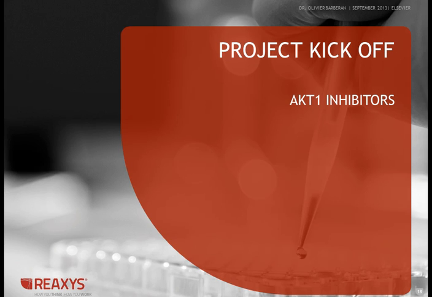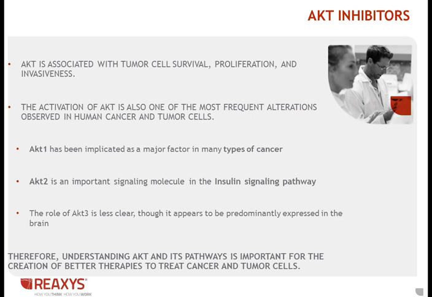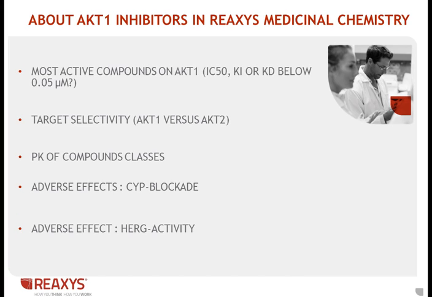The demo will focus on AKT1 inhibitors. There are three members in this kinase enzyme family, AKT1, 2, and 3. AKT1 is associated with tumor cell survival, proliferation, and invasiveness. AKT2 is involved in the insulin signaling pathway, and AKT3 is a little less clear. Because of the processes associated with AKT1 and 2, we want to design compounds active on 1, but less active on 2. So let's move on to the demo.